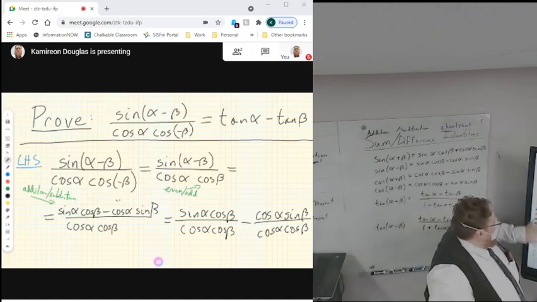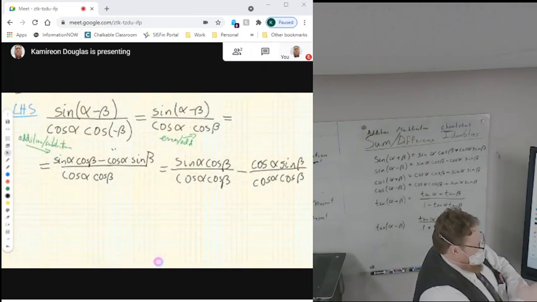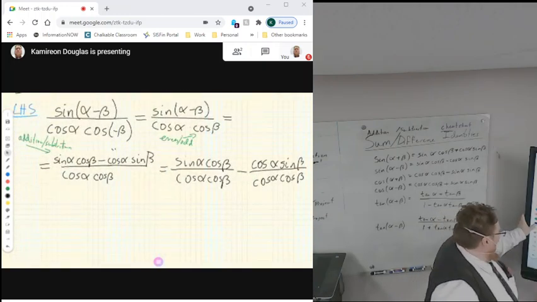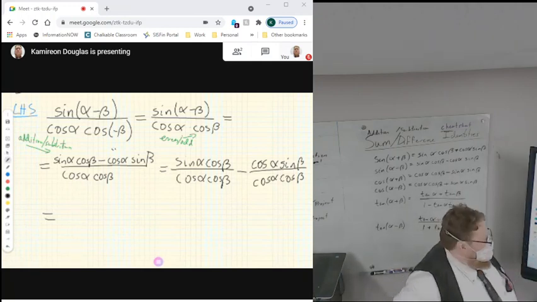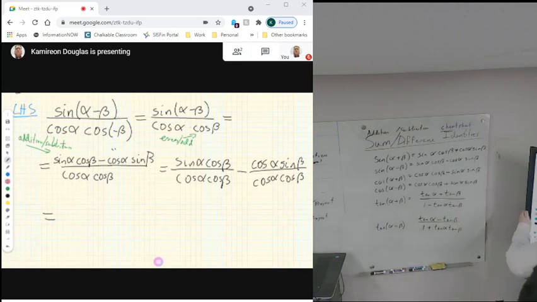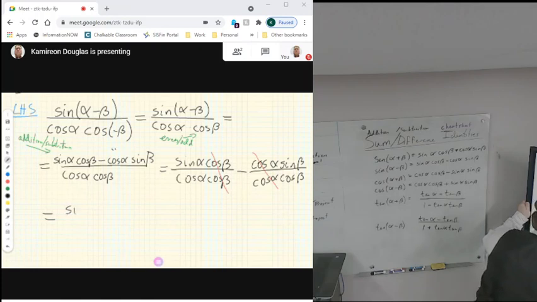Okay, let's fix this thing now. So this is looking close. Madeline, I believe, said we could simplify something now. Walk me through it, Madeline. They have the same thing on top and bottom, they cancel. Cosine alpha, cosine alpha. And what's left behind? Sine over cosine and sine over cosine.